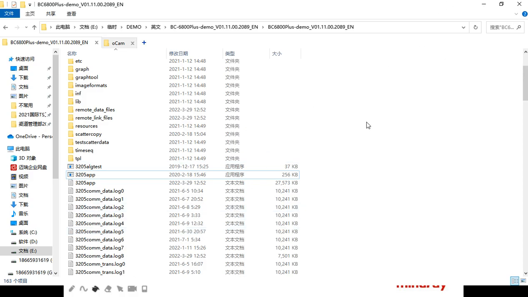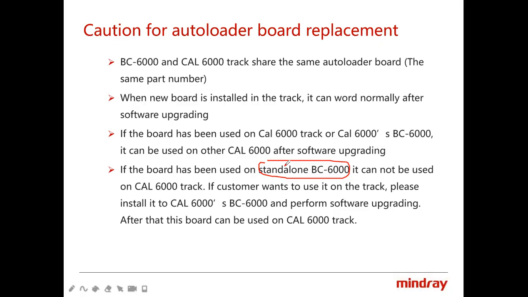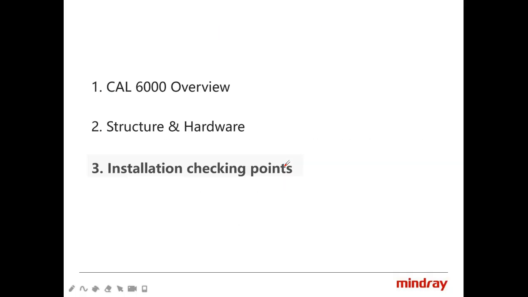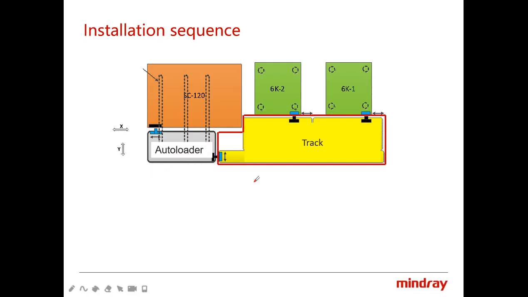Okay, go back to the KELS 6000. Installation checking points. First, we need to know the installation sequence. First, we need to install the main unit of the SC because it is the one with the largest weight, and then connect the autoloader to it, and then connect the buffer checks to the autoloader, and then install the analyzer.